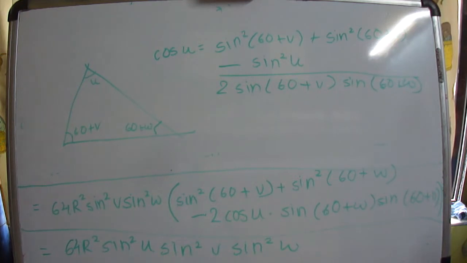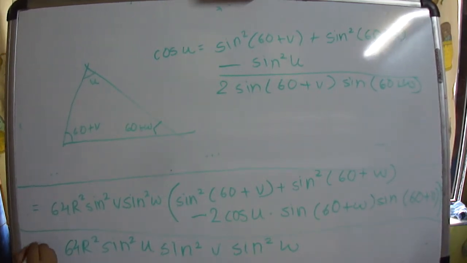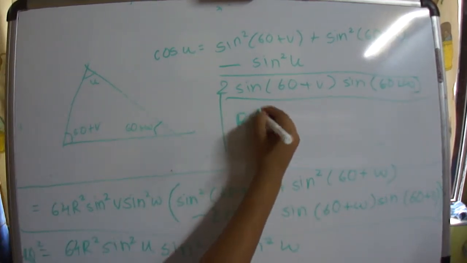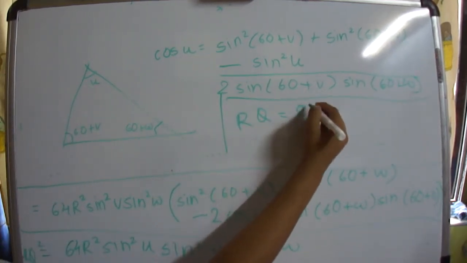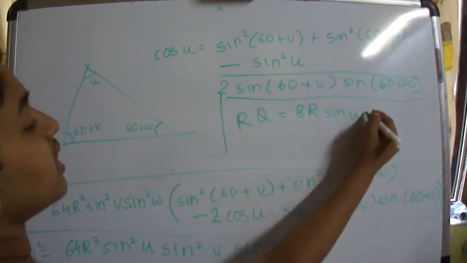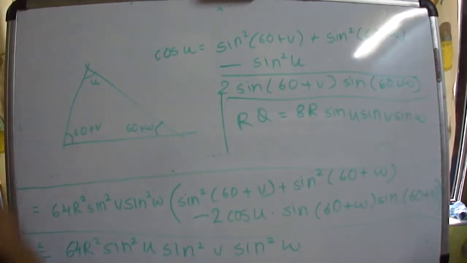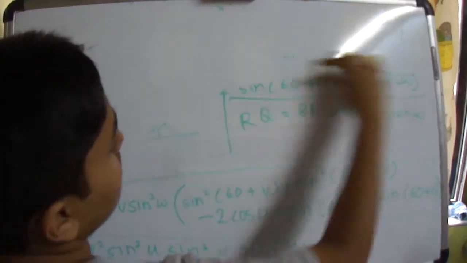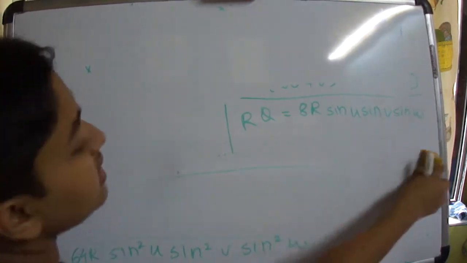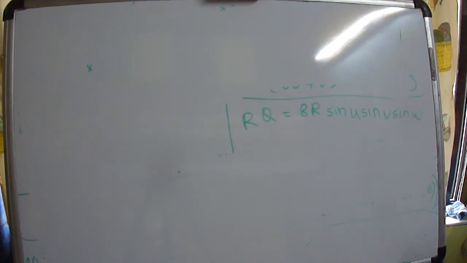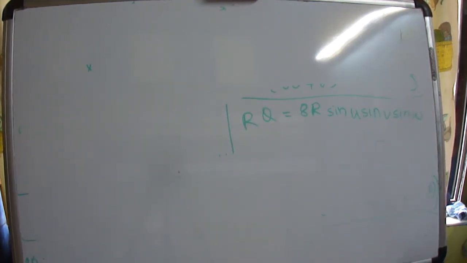What is this equal to? RQ square. Thus we get RQ as 8R sin U sin V sin W. You can see that this expression is symmetric in UVW. So we can say that no matter how UVW interchange their values, this expression would remain the same.